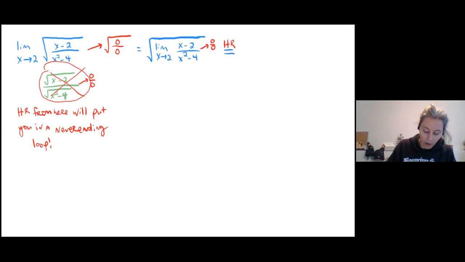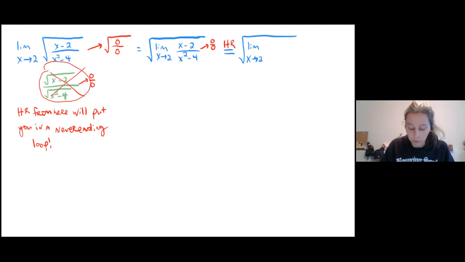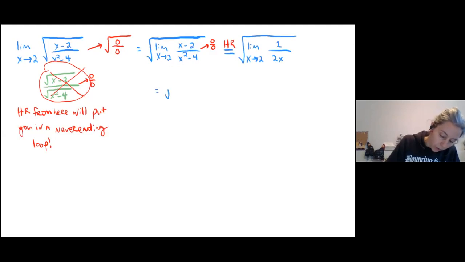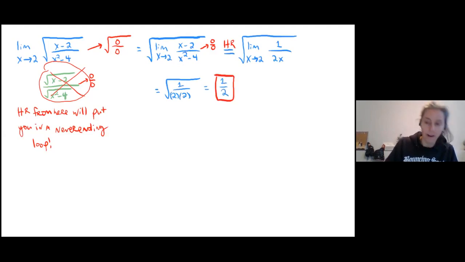That square root is now outside, so that square root will stay there. The limit as x approaches 2, the derivative of the top is 1, the derivative of the bottom is 2x, and now we plug in again and we see that we don't need L'Hopital's rule anymore. We're actually done. So this gives me the square root of 1 over 2 times 2, which is just a half. And that is my final answer with one application of L'Hopital's rule.